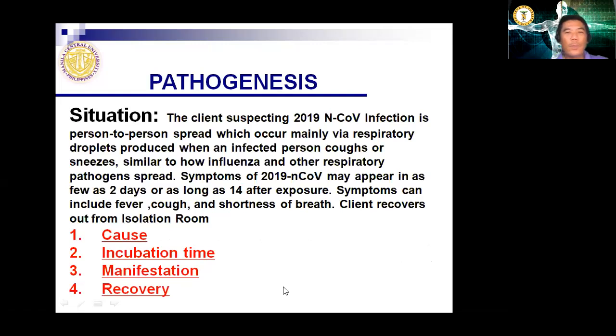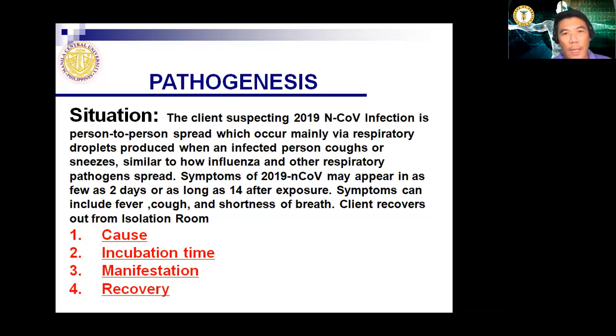I just want to give you a typical example of a situation which is very much common with our situation today. The client is suspected of 2019 nCoV infection. Before it was all nCoV, but now we have the COVID-19 infection, which is spread person to person, occurring mainly via respiratory droplets produced when an infected person coughs and sneezes, similar to how influenza and other respiratory pathogens spread. Symptoms of COVID-19 may appear in as few as 2 days or as long as 14 days after exposure. Symptoms can include fever, cough, and shortness of breath. The client recovers and is out from the isolation room.